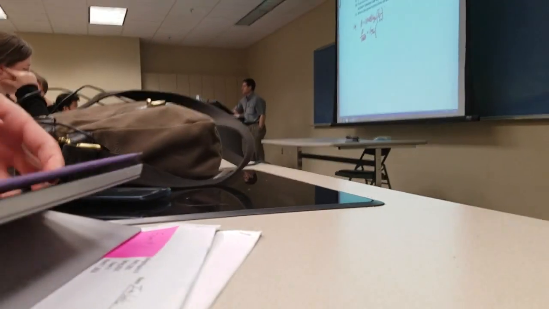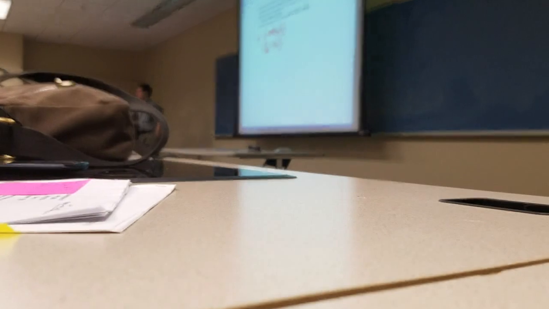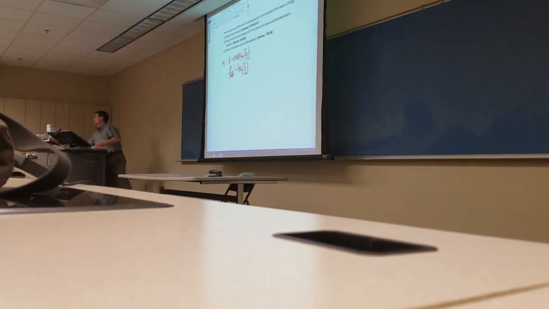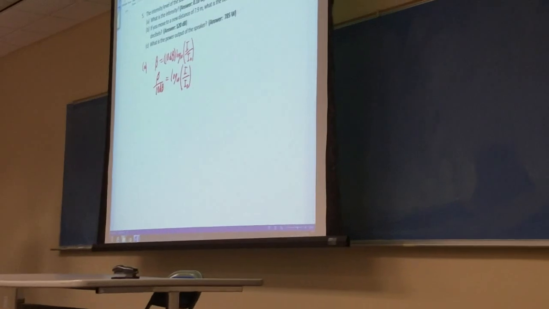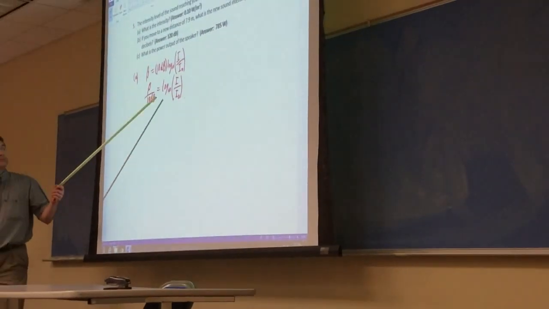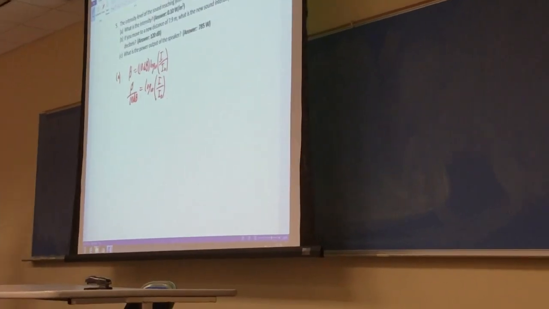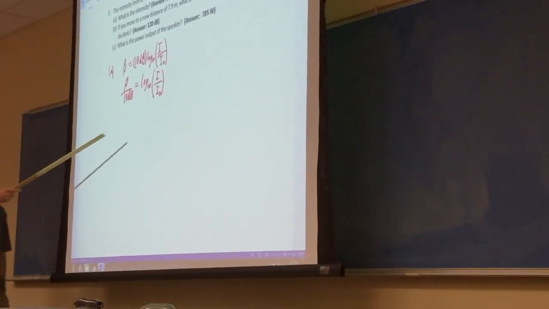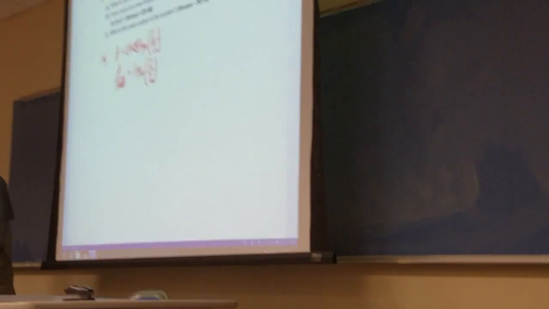log base 10 of I divided by I sub naught. And now, in order to get rid of the logarithm on the right-hand side, what do we have to do? We're trying to get I out of the argument of the logarithm, so what do we have to do?